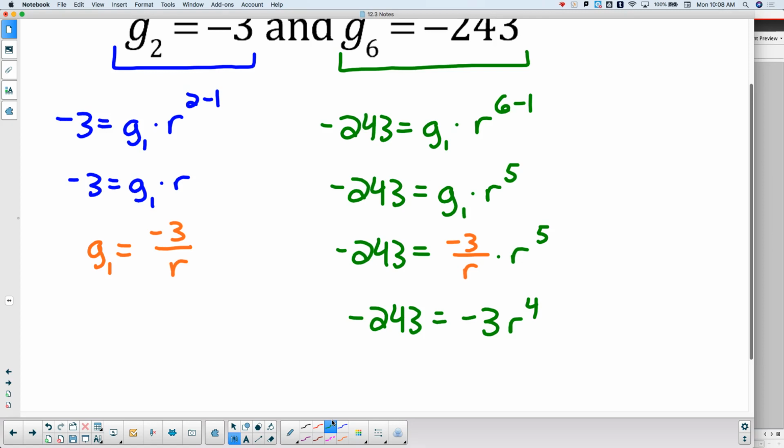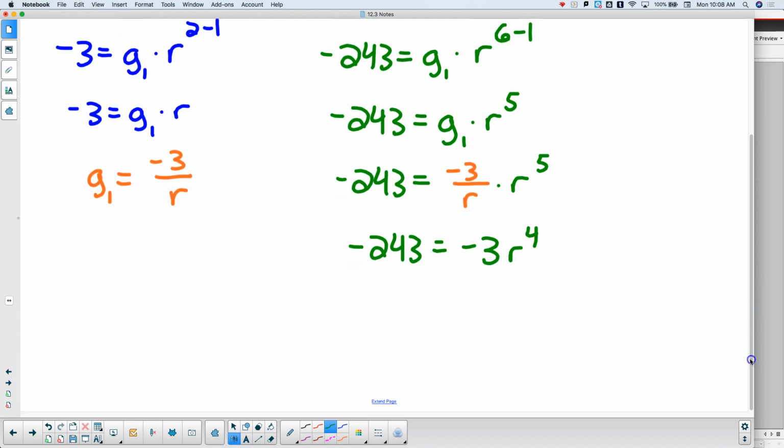Now what? Divided by negative 3. Now what? Fourth root. Gets me what? Nope. Plus or minus 3. Even root. Got to add the plus or minus.